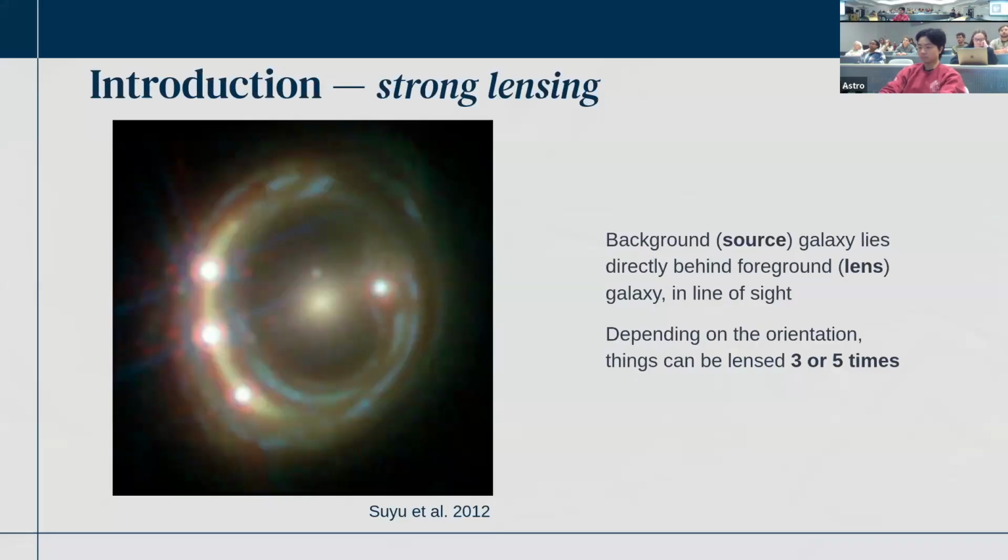So, what is strong lensing? Strong lensing occurs when a very massive object, such as a galaxy or galaxy cluster, lies between us, the observer, and a more distant galaxy. The light from this distant galaxy gets bent in such a way that we see multiple images of that distant galaxy. In this case, this is a very famous lensed quasar called RXJ 1131. You see that there are 4 images of the same quasar around this lensing galaxy.